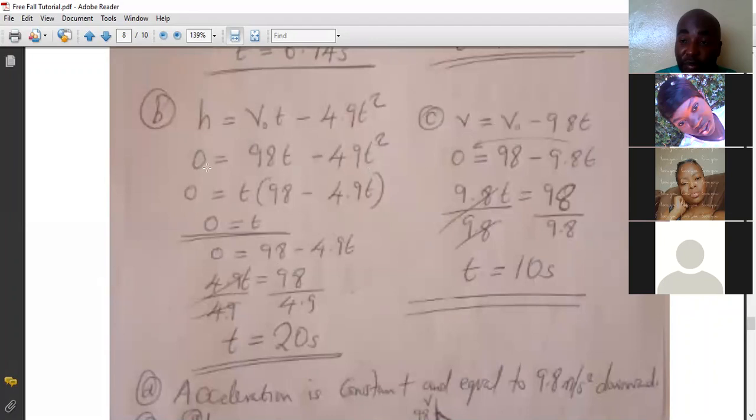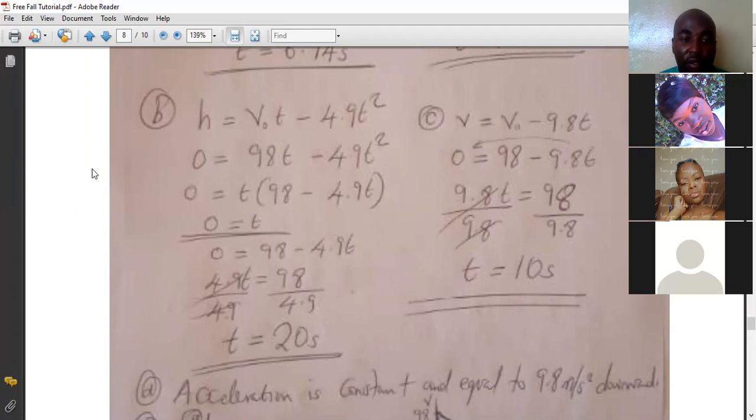You don't cross out, you factorize in physics. Because 0 is a very important answer also. When you cross out, you cancel out the time solution. So you always factorize. Isolate t: 0 equals t, open brackets, 98 minus 4.9 t. So t is equal to 0. The displacement is 0 at the start.